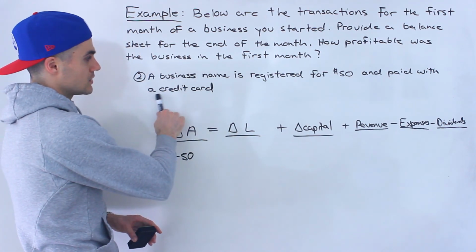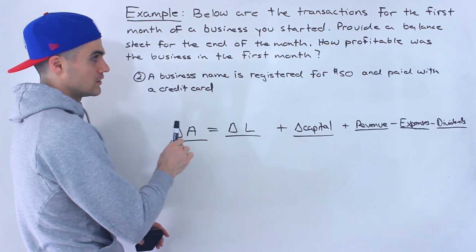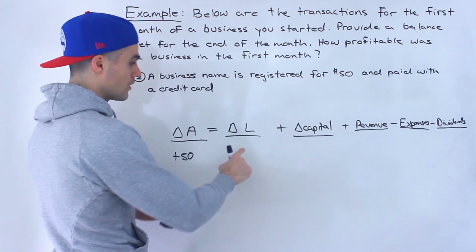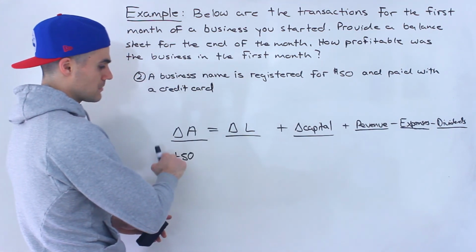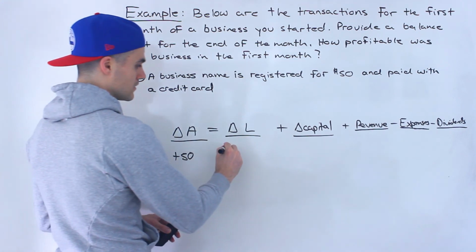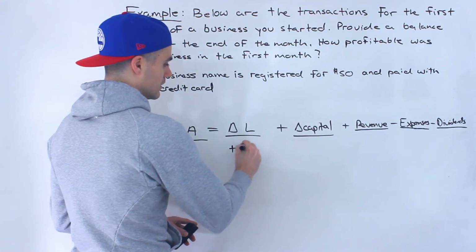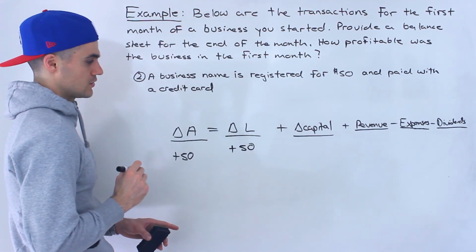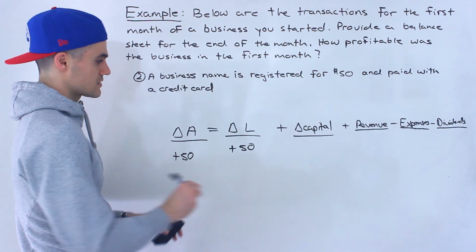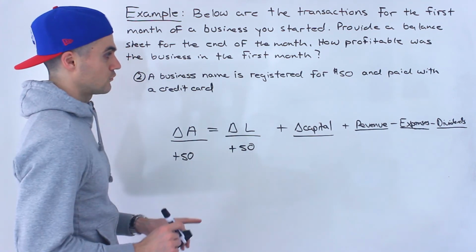And then notice that you paid with a credit card. When you're paying with a credit card, that is a liability. You didn't use cash to pay it. You paid it with credit. And so that would increase your liabilities by $50. And so notice that it's balancing over here.